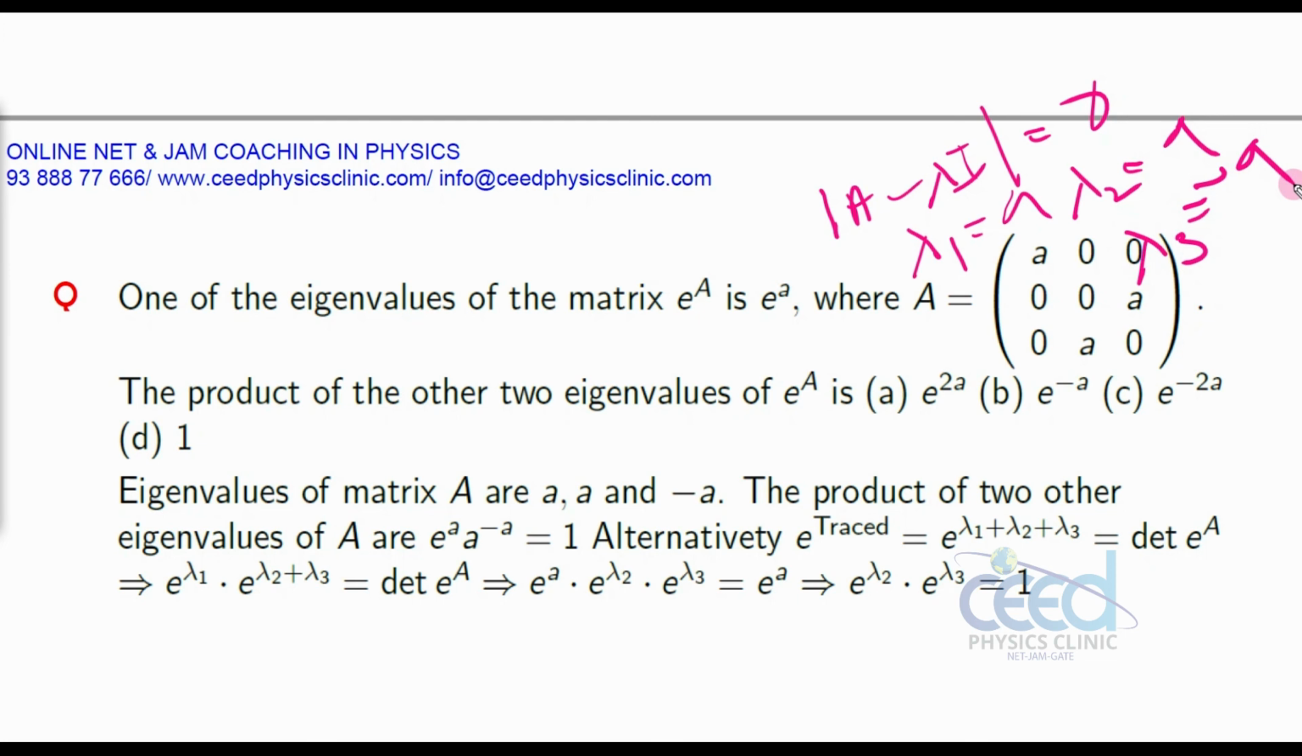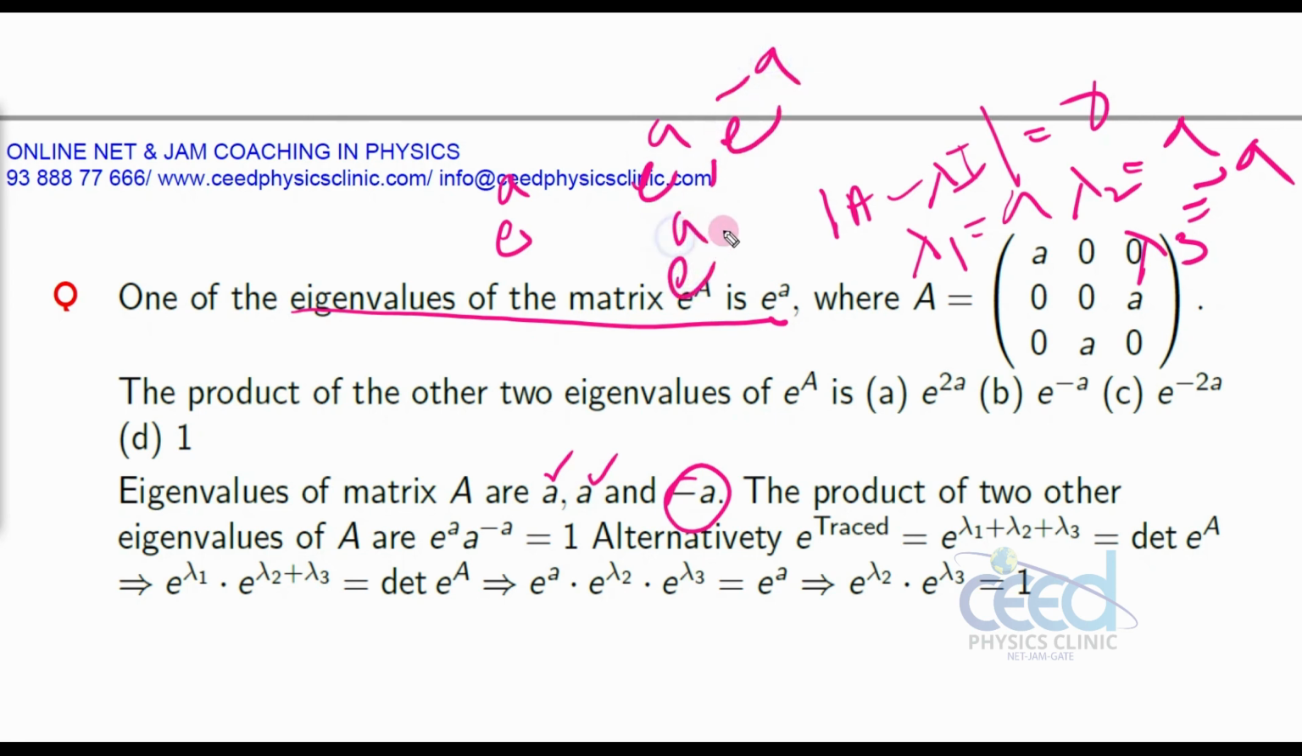And here the first eigenvalue is a. So the eigenvalue of the matrix e raised to A is e raised to a. For the first, I can write e raised to a. So what is the product of the other two eigenvalues? The second is e raised to a, and the third is e raised to minus a. Now the product of this, e raised to a into e raised to minus a, is e raised to 0, that is equal to 1, right? So the option is 1, the product of the other two eigenvalues.